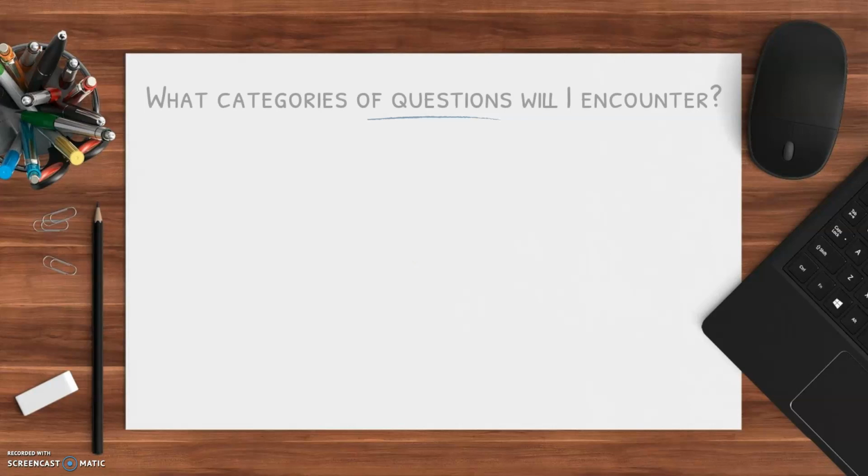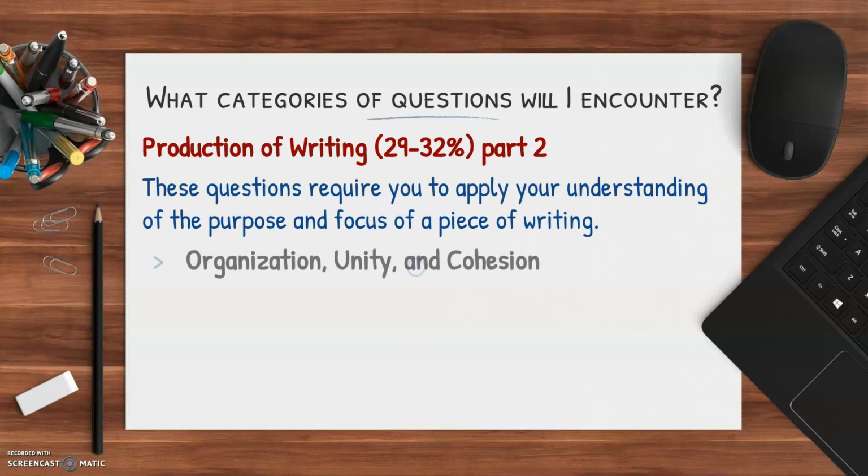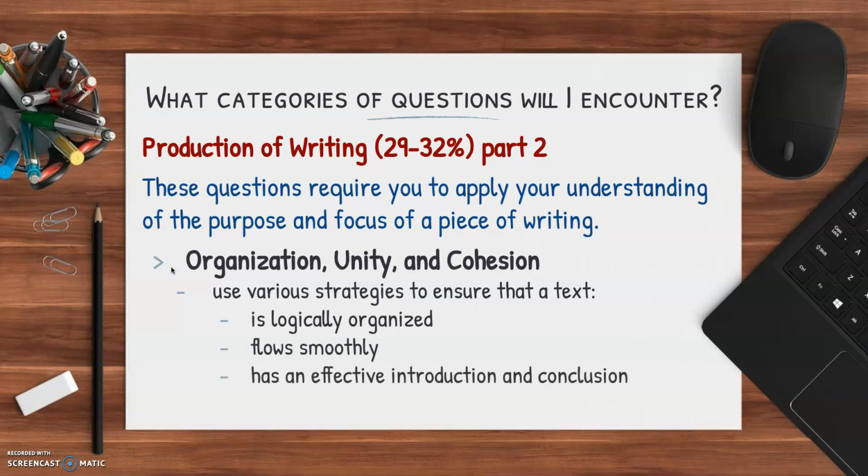There is one other category as well in the production of writing section, and that focuses more on organization, unity, and cohesion. So here we're going to use various strategies to make sure that the texts are logically organized, that they flow smoothly, and that they have effective introductions and conclusions. So remember, these questions make up about 30% of the ones you'll be answering.